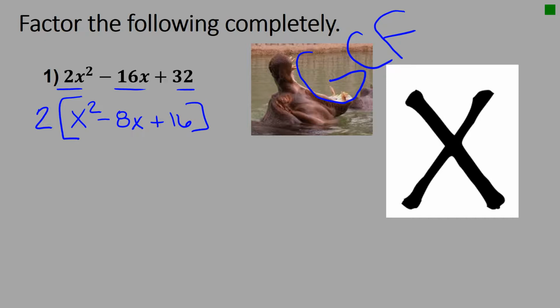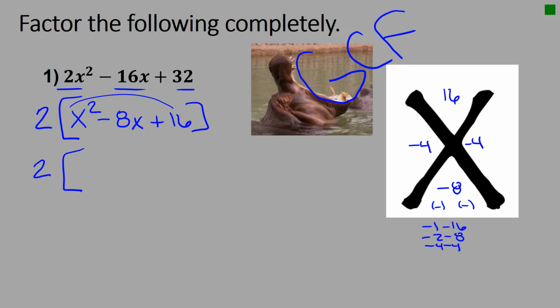The reason that you want to do this is, number one, you have to factor completely, so you have to make sure that GCF is out of there. And number two, now you're working with smaller numbers. So when we take 1 times 16 and we're looking for negative 8, they have to be the same number, so we're going to do 2 negatives. Negative 1, negative 16, nope. Negative 2, negative 8, nope. Negative 4, negative 4, there it is.